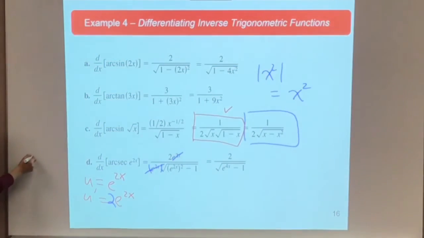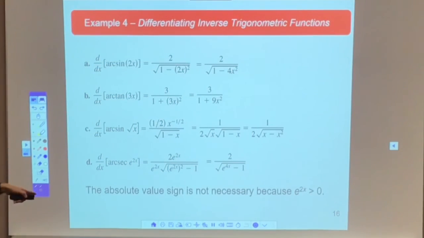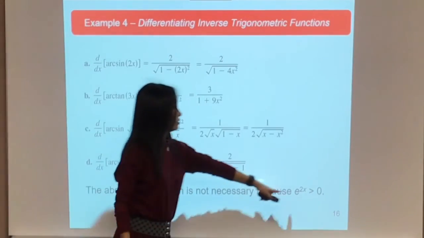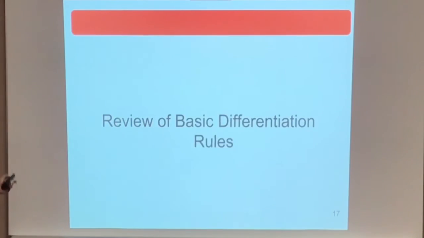Okay. This has been easy for us right now because we didn't prove anything. We simply used it. So much easier. The absolute value sign is not necessary because e to the 2x is always positive.